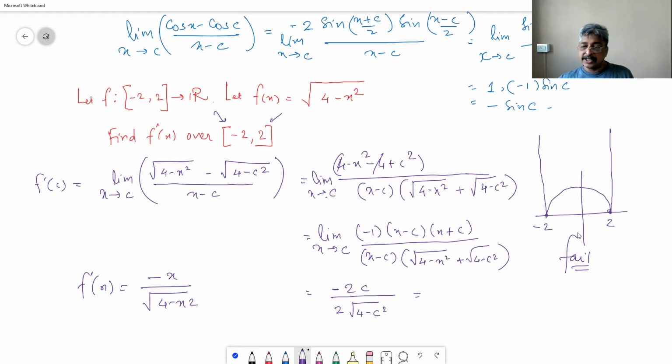And this is the geometric interpretation. Algebraically also, f dash of x is equal to minus x upon radical 4 minus x square. That is the formula that we have got. If x is equal to 2 or the opposite of 2, then we will still be in trouble. And therefore, f dash of x is not defined at that point. And hence, we need to exclude those ones.